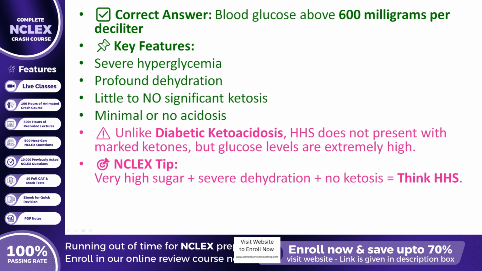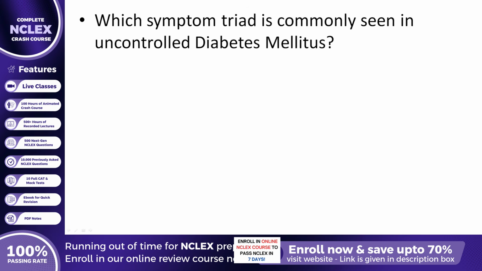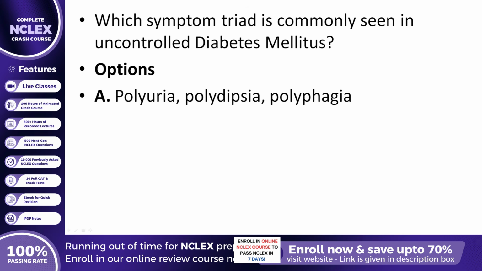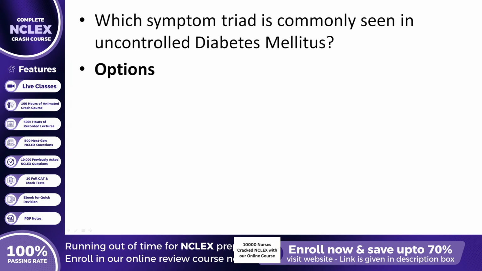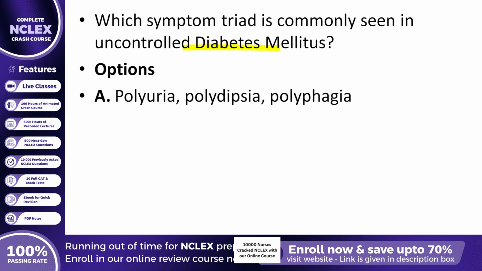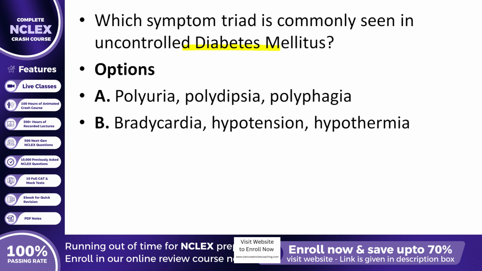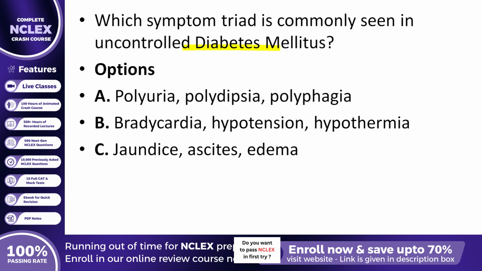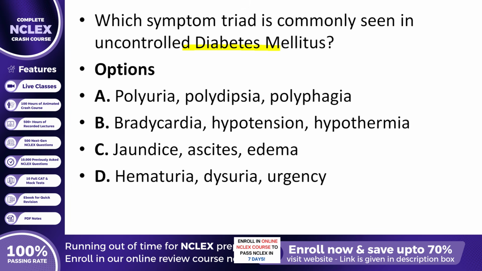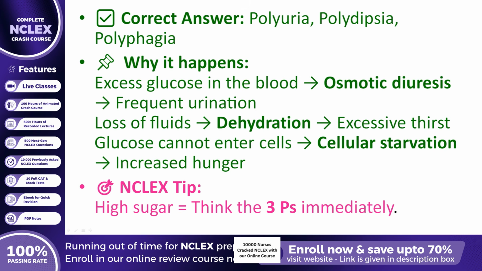As we continue, question 6 brings us back to classic symptom recognition. Which symptom triad is commonly seen in uncontrolled diabetes mellitus? The options include polyuria, polydipsia, and polyphagia; bradycardia, hypotension and hypothermia; jaundice, ascites and edema; hematuria, dysuria, and urgency. The correct answer is polyuria, polydipsia, and polyphagia. These symptoms occur because excess glucose in the blood causes osmotic diuresis, dehydration, and cellular starvation.